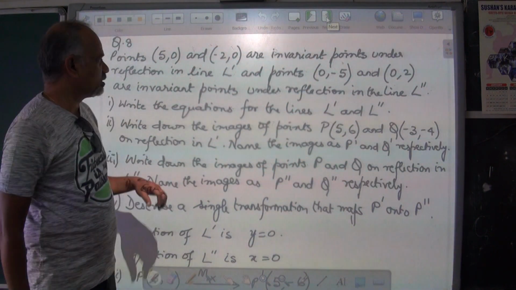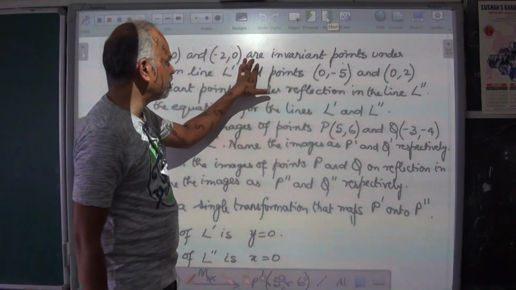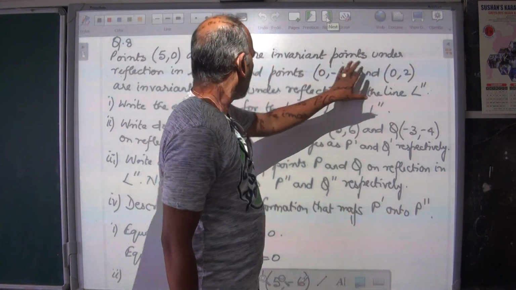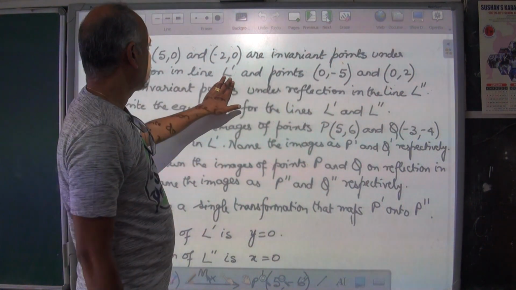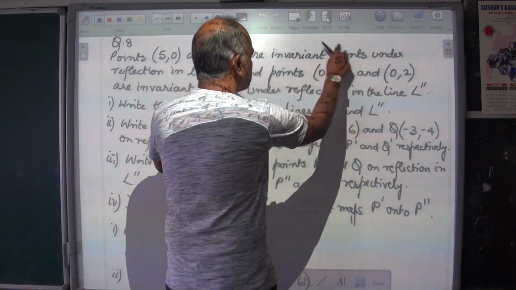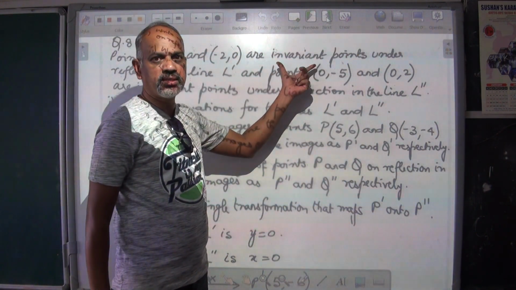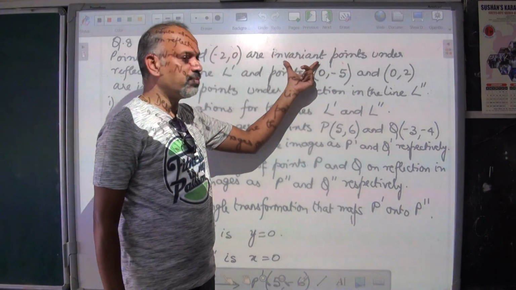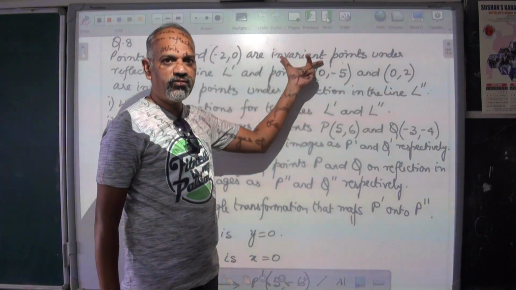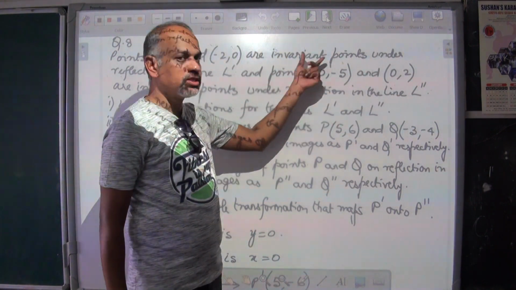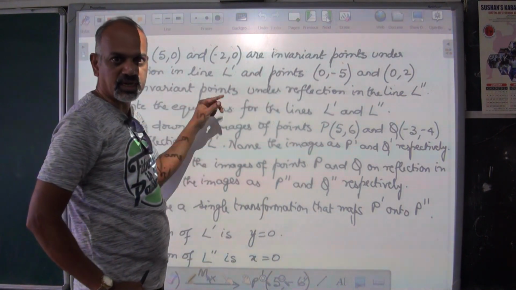This is question number 8. Points (5, 0) and (-2, 0) are invariant points under reflection in line L dash. And you come across something new. It's called invariant points. Invariant means not changing. Variant means changing. Invariant means not changing. So invariant points means points which do not change even after reflection in a certain line.